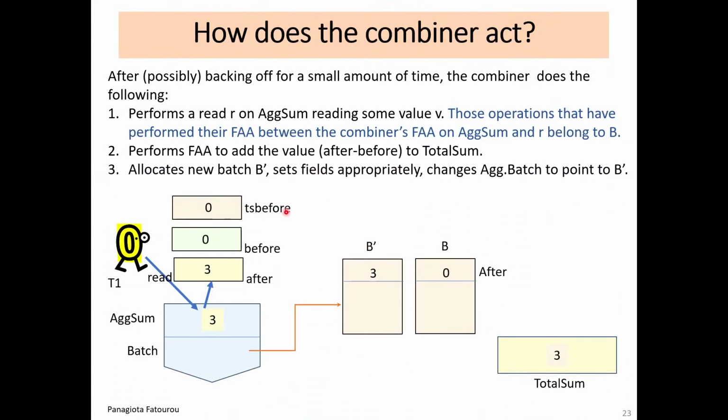And then it's going to allocate a new batch B prime. It's going to set the after field appropriately to 3 now, and then it's going to change ag batch to point from this batch B to B prime.